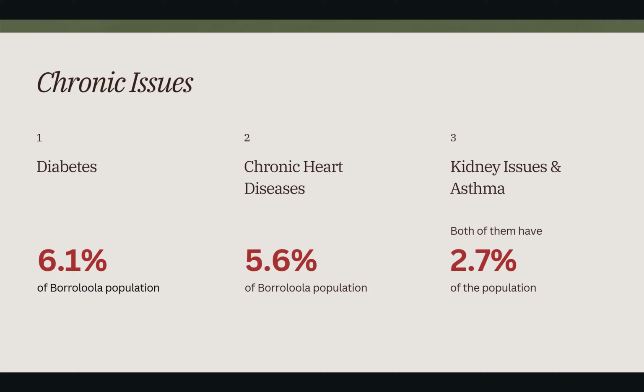So for the chronic issues, most of them are found to have diabetes, with 6.1% of the Barola population, and others are chronic heart diseases, kidney issues, and asthma. Next.